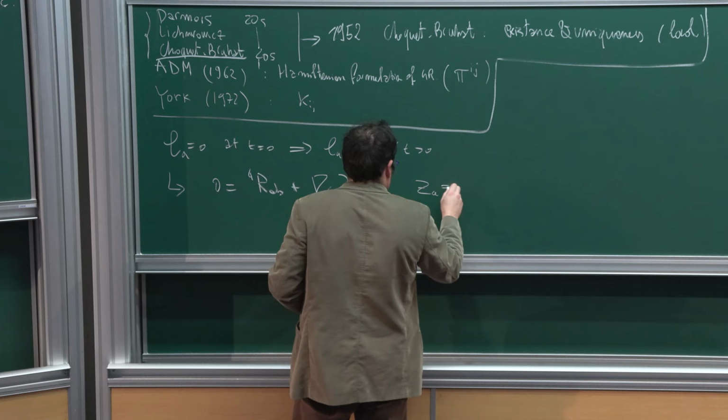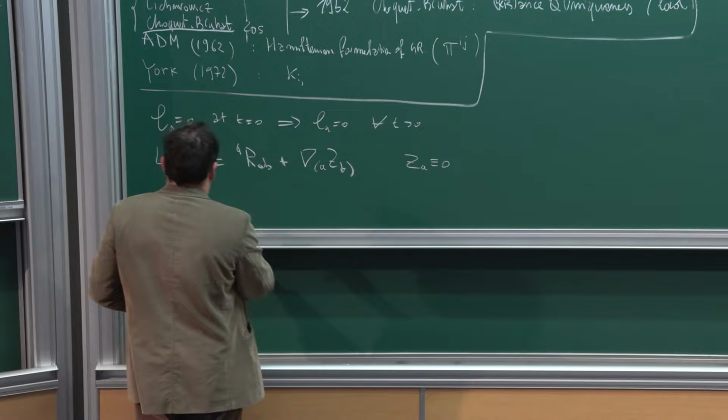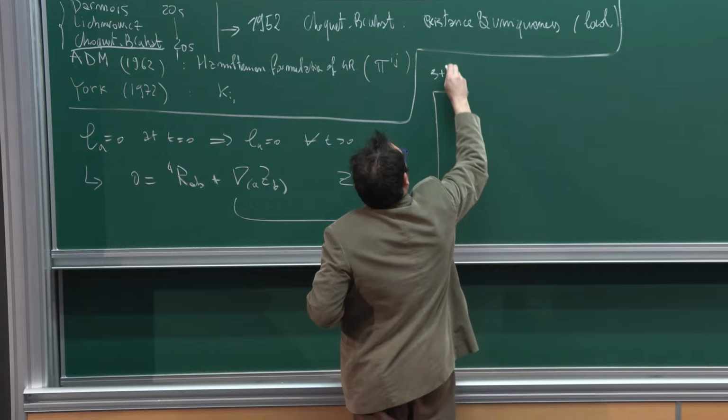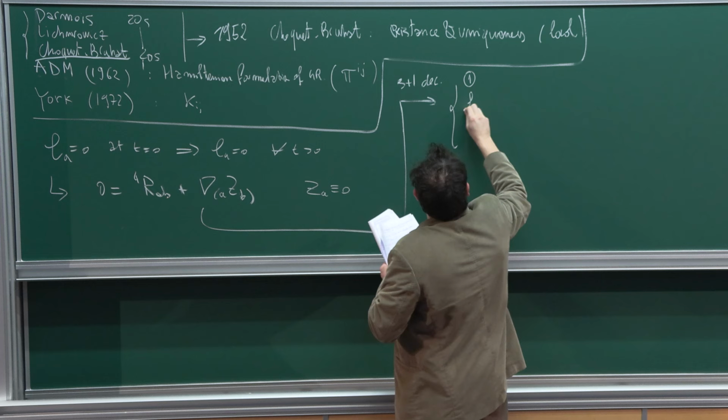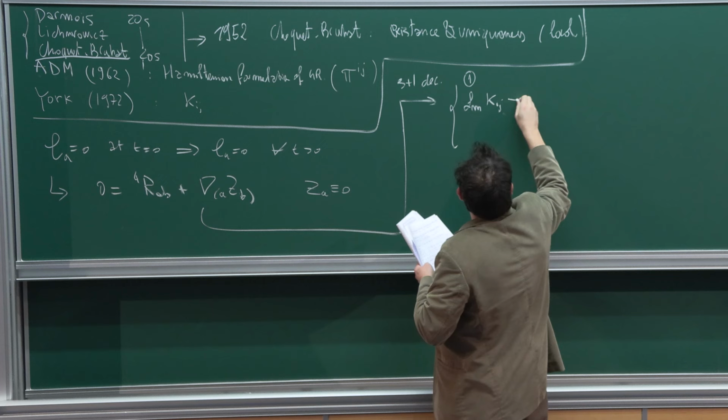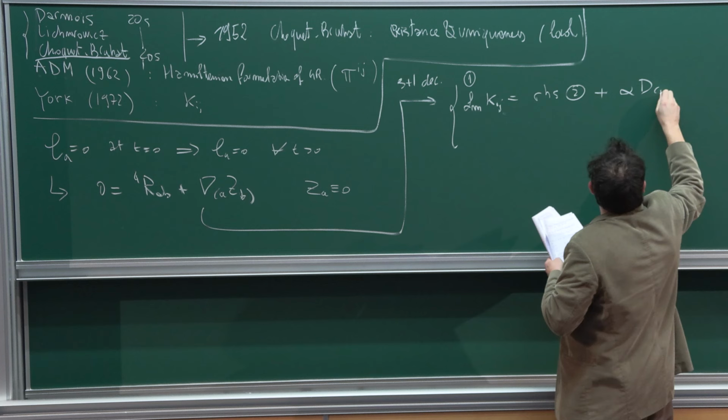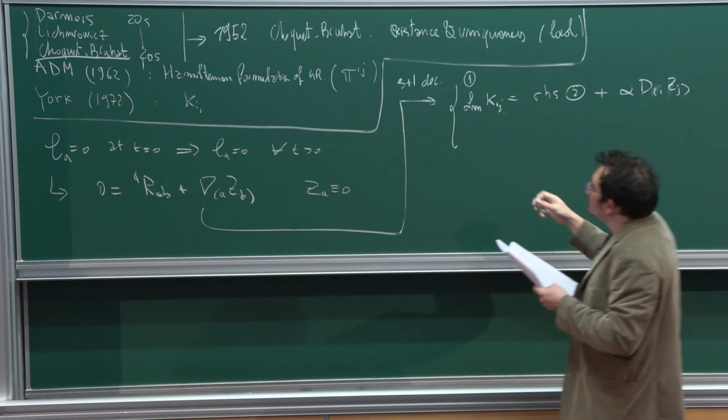If Z is not zero, what you get from the 3 plus 1 decomposition of this is something like equation 1, which remains like that. It's a kinematical equation. Then you have an equation for the evolution of K, the equivalent of equation 2, which is the right hand side of 2 plus a term of this type. Again, this is symmetrized. Then you have two more time evolution equations.